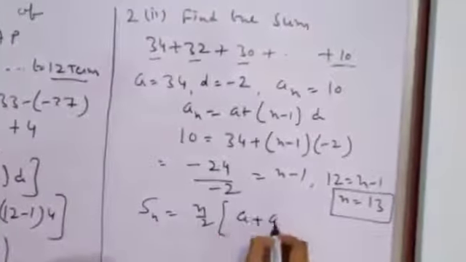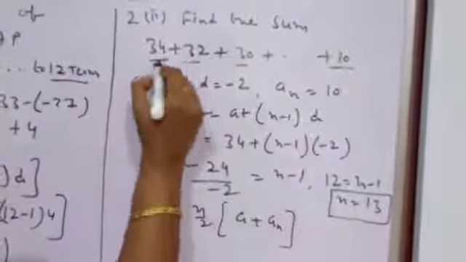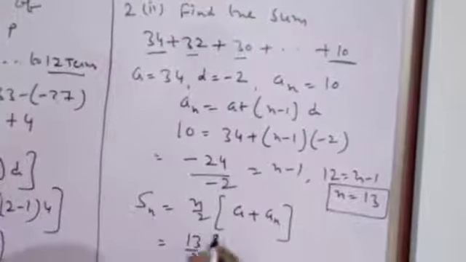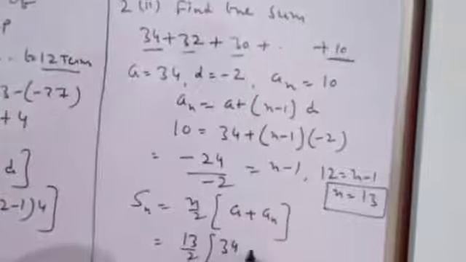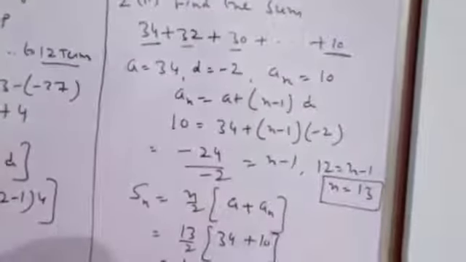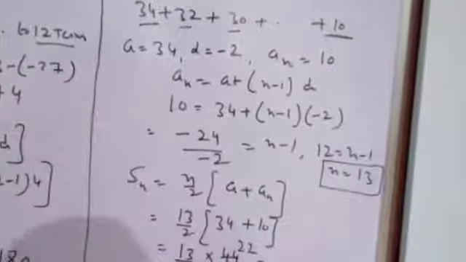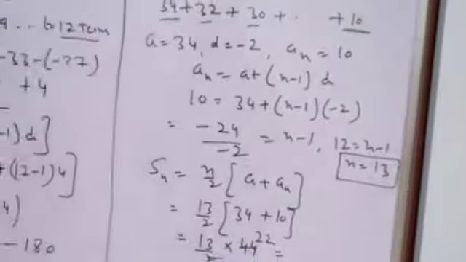Sn is n by 2, a plus a n, because we know the first and last term. n is 13 by 2, first term 34, last term 10. So 13 by 2 into 44. Now you can simplify it to find the answer.